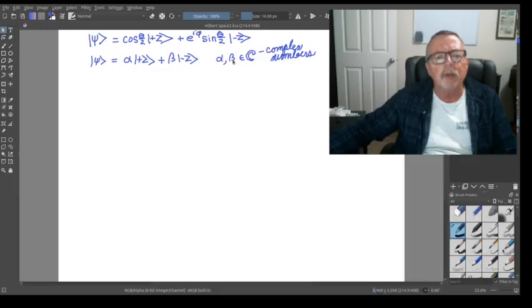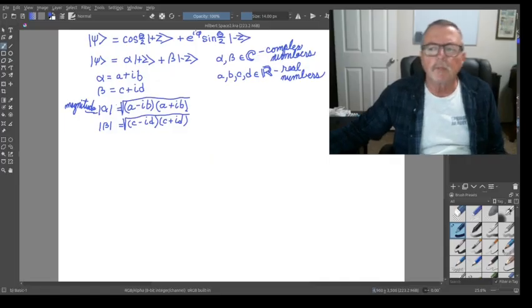Alpha and beta are elements of complex numbers. So what's a complex number? How do we define each of those complex numbers? And if both of these are complex, how come this one doesn't have any complex pieces of it and this one does? How can that be? Here's an imaginary component over here, but there's none here. How do we get away with that?